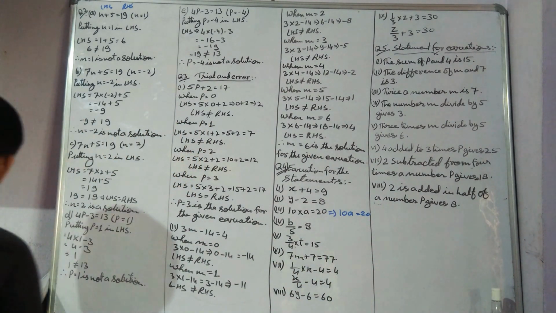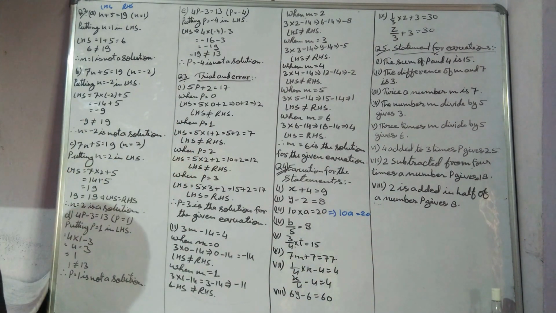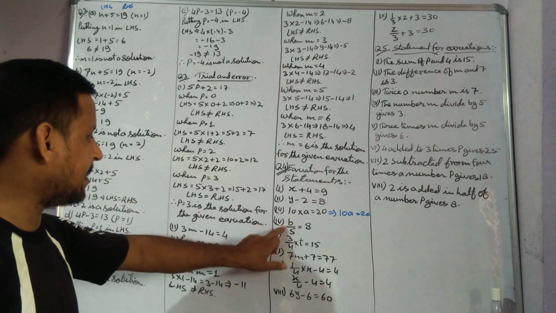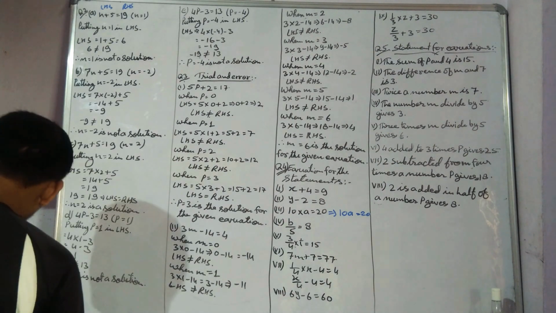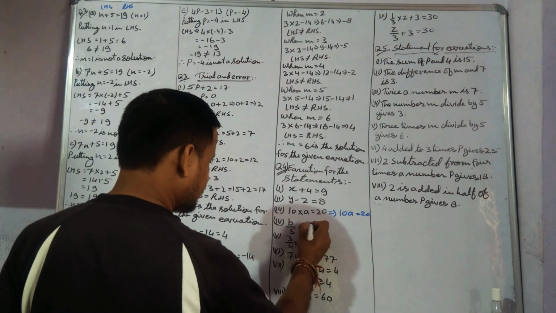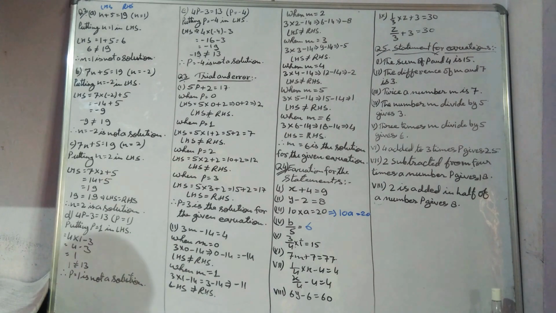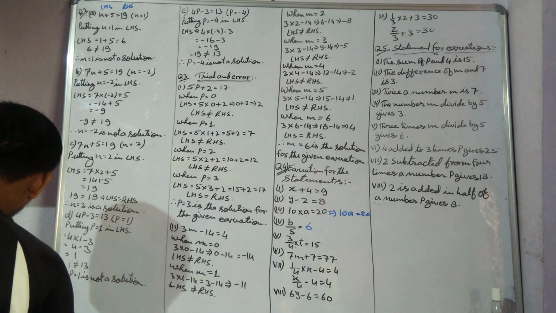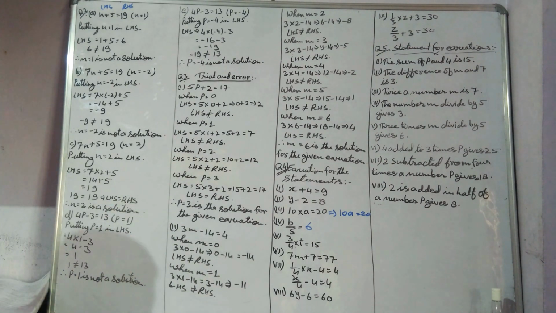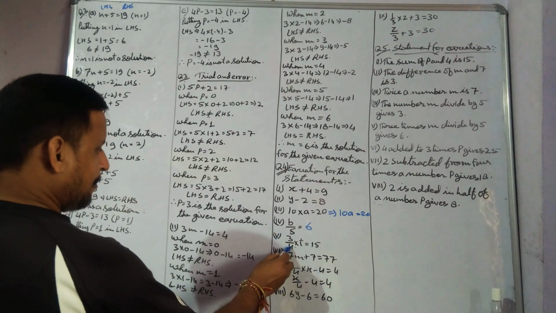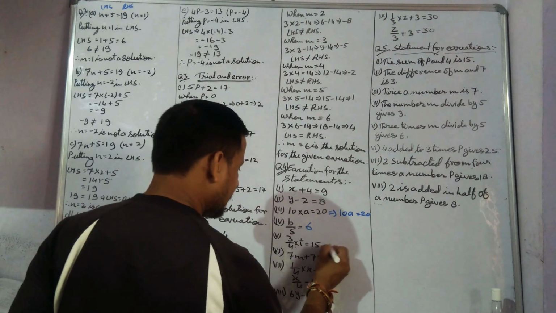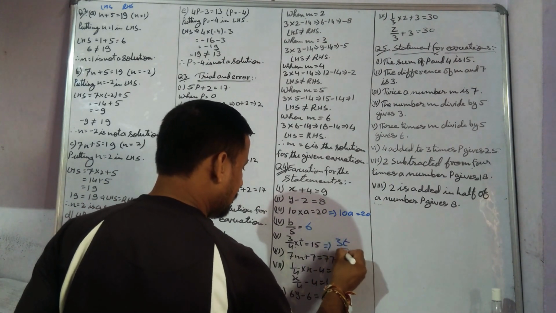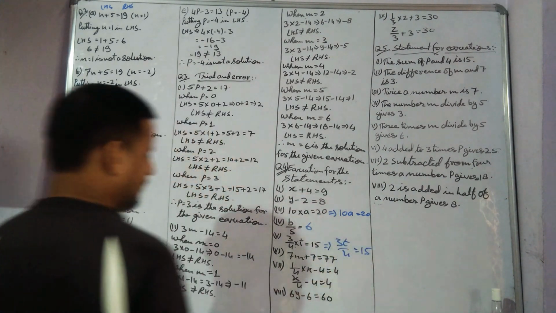Now next one is saying the number b divided by 5 gives 6. So b upon 5 is giving us 6, so we will write here b/5 = 6. Now fifth number is 3/4 of t is 15. So we will take 3 upon 4 of t, which is giving us 15, or which we can write as 3t/4 = 15.